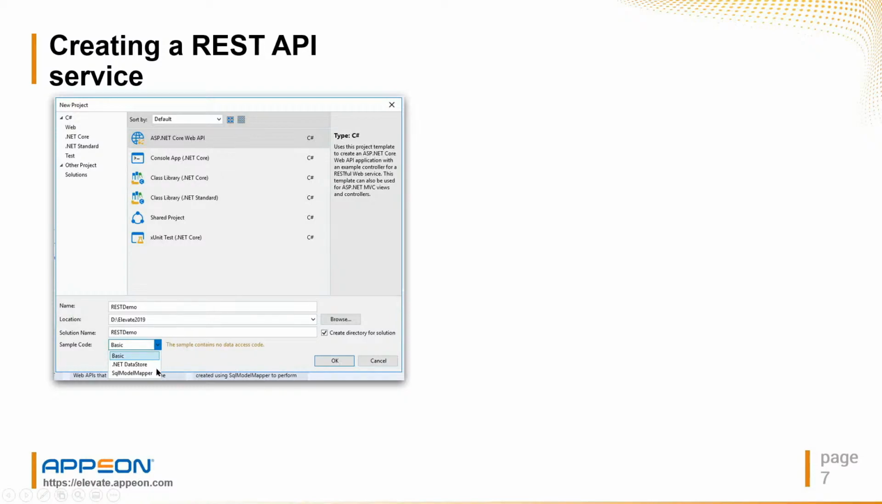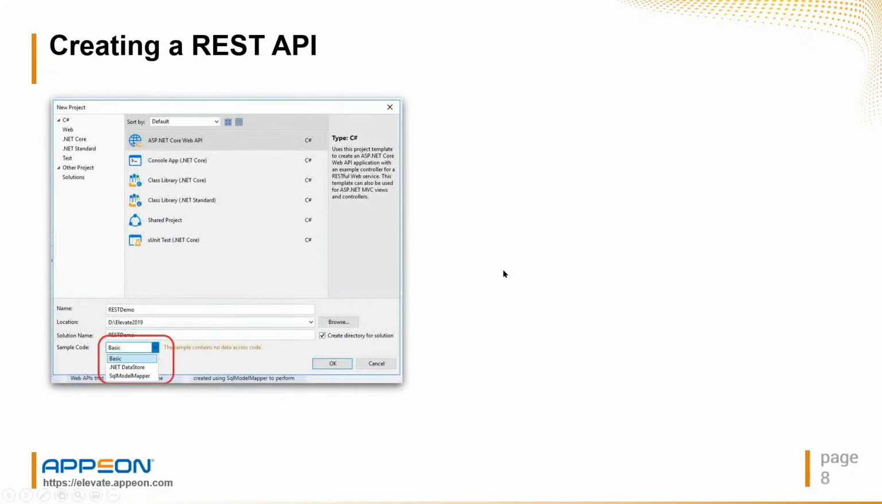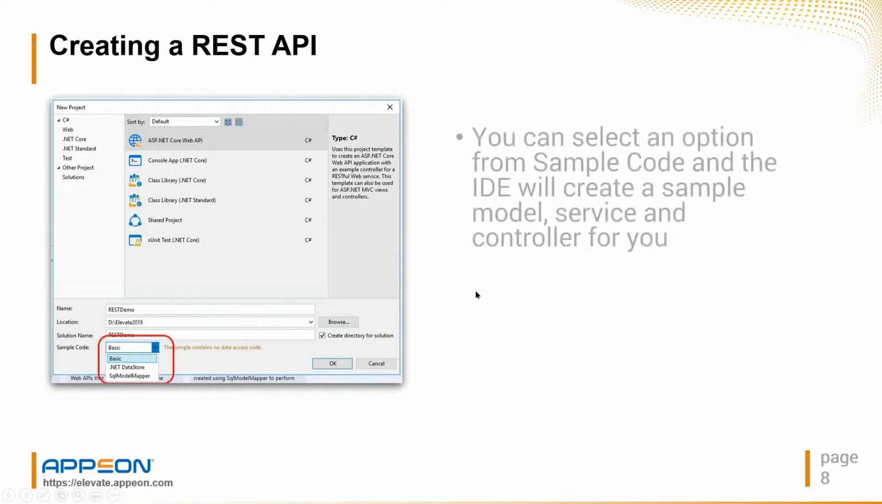Fill in the rest of that information, and then you have three options to choose from here for sample code. There's Basic, which means no sample code. .NET DataStore means it will create some sample code for you using the .NET DataStore, or SQLModelMapper, which means it creates it using the SQLModelMapper approach. What we're going to do right now is create it using Basic.